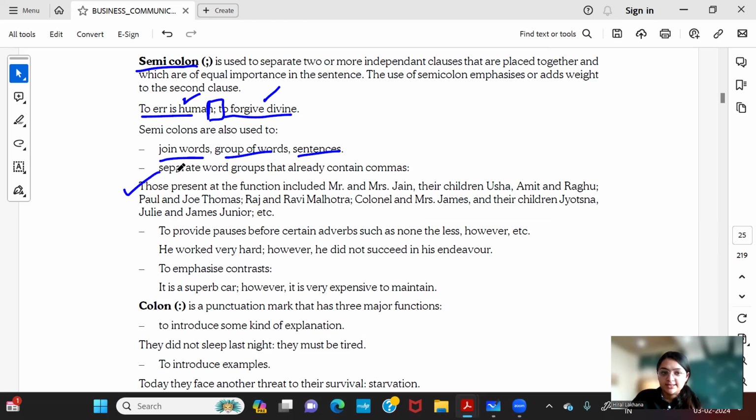Now if we take this example: those present at the function included Mr. and Mrs. J, so we are separating this by a comma, their children, Usha, Amit, and Raghu. This indicates the first set of people present at the function. Moving on to the next set of people, we have a semicolon inserted here: Paul and Joe Thomas; then we have a semicolon; Raj and Ravi Malhotra; Colonel and Mrs. James, and their children, Jyotsna, Julie, and James Jr.